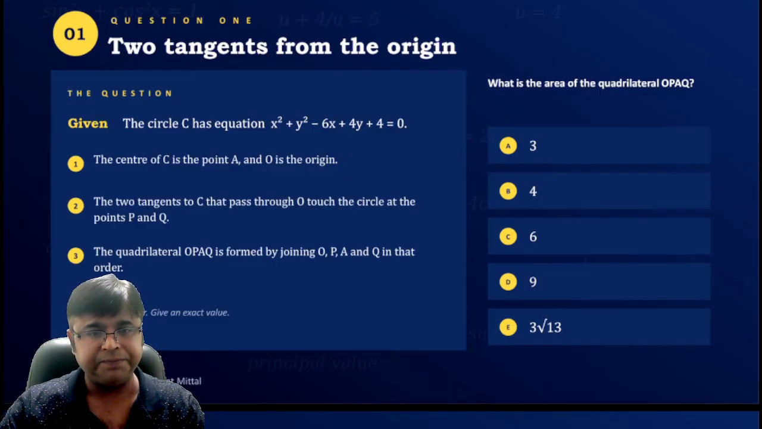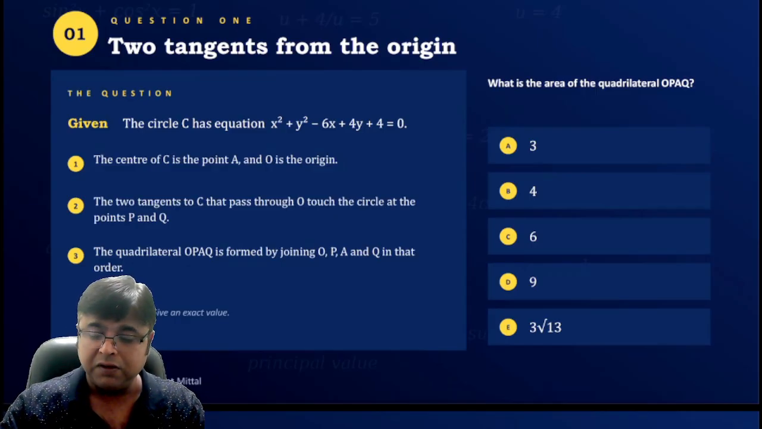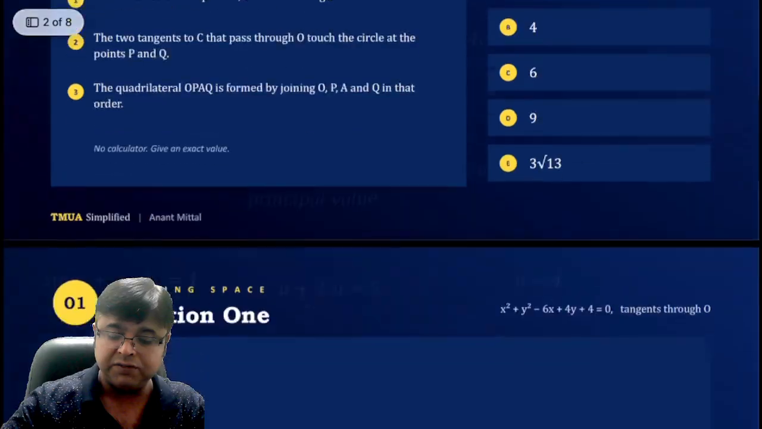So let's understand. Now, it says the circle C has this equation. The center of C is at a point A and O is the origin. The two tangents to C that pass through O touch the circle at the points P and Q. The quadrilateral OPAQ is formed by joining O, P, A and Q in that order. Okay, so we have to find the area. So let's understand the geometry of it first of all.